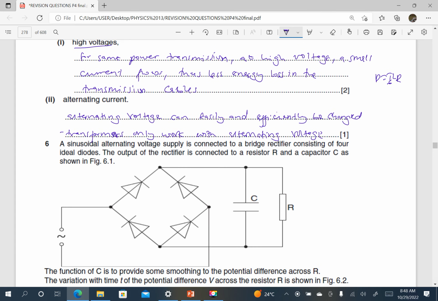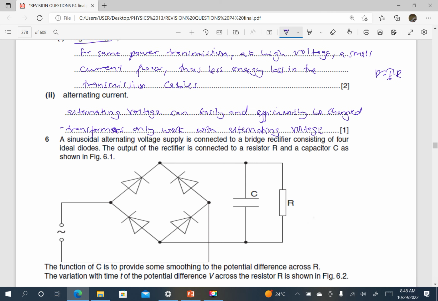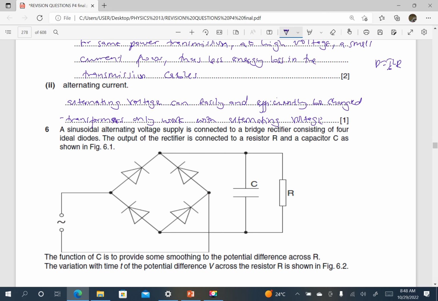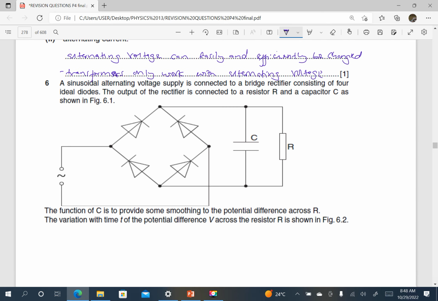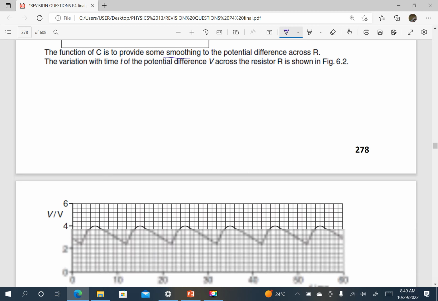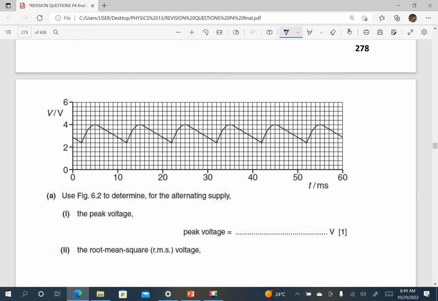A sinusoidal alternating voltage supply is connected to a bridge rectifier of four ideal diodes. The output of the rectifier is connected to a resistor R and a capacitor C as shown. You can have a look at the diagram. The function of C is to provide some smoothing to the potential difference across R. The variation with time of the potential difference across the resistance R is shown in the figure. So the negative parts have been removed.